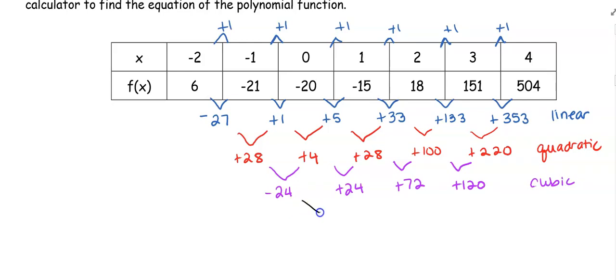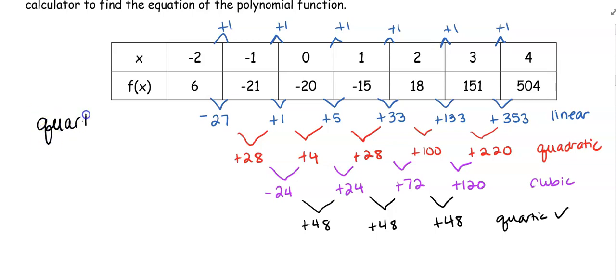So if I go from a negative 24 to a positive 24, I'm adding 48. I'm adding 48. I'm adding 48. Now that my fourth set of differences are the same, it's going to be a quartic graph. Now that's important because now I need to go to my calculator.